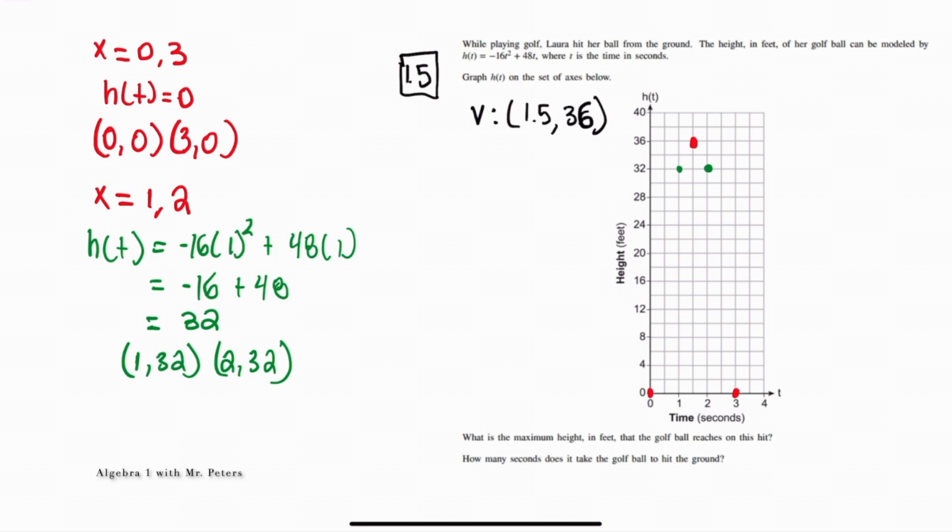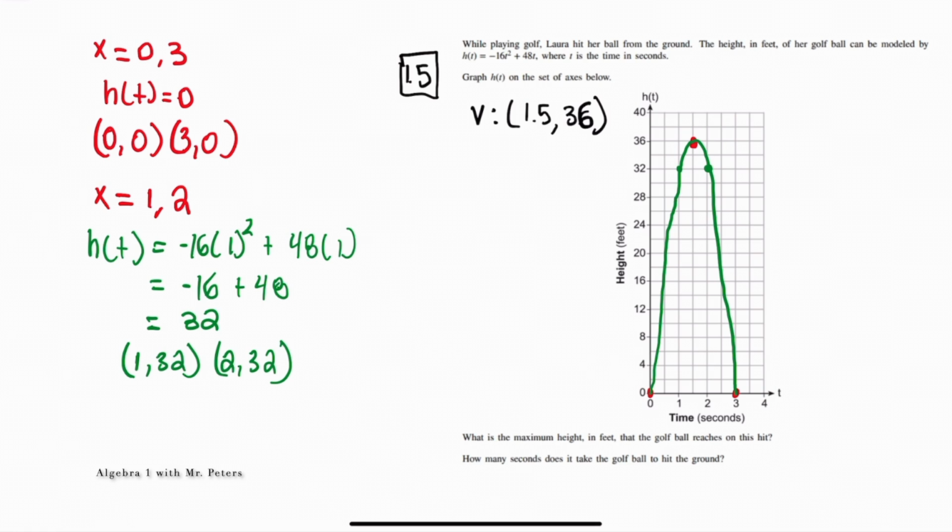So now all we need to do is just draw a line through these points for our parabola. And as a sketch, this is what the parabola should look like. I would tell you guys, don't worry about trying to plug in 0.5 or 2.5 into this function. It's going to be a little bit more challenging to work with.